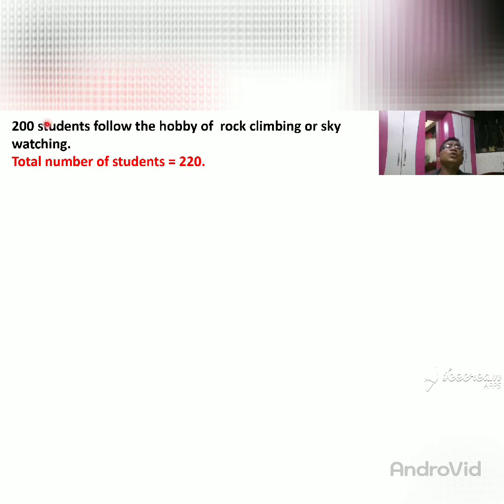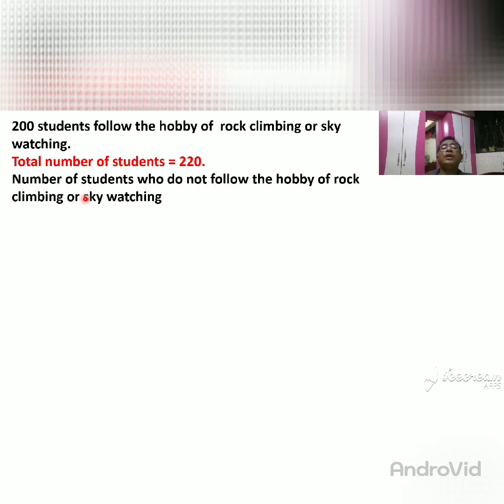Okay, this is the 200 students, some of whom like rock climbing and some like sky watching. Then I want to find out the students who do not follow the hobby of rock climbing or sky watching. So that is very simple. From the universal set, we can subtract the union set.